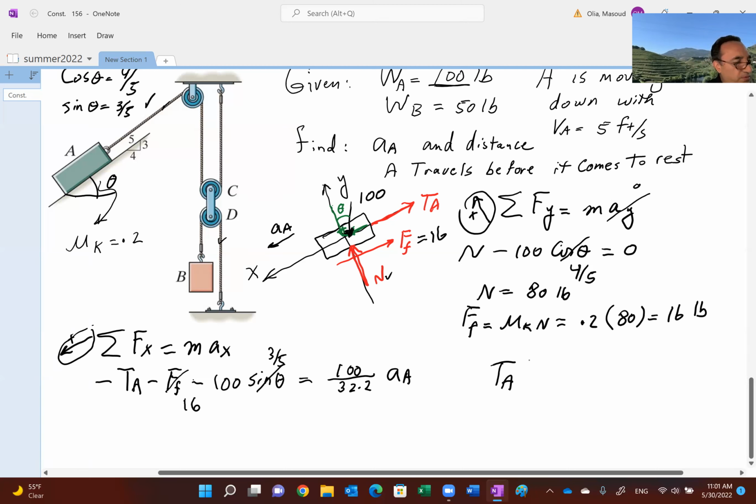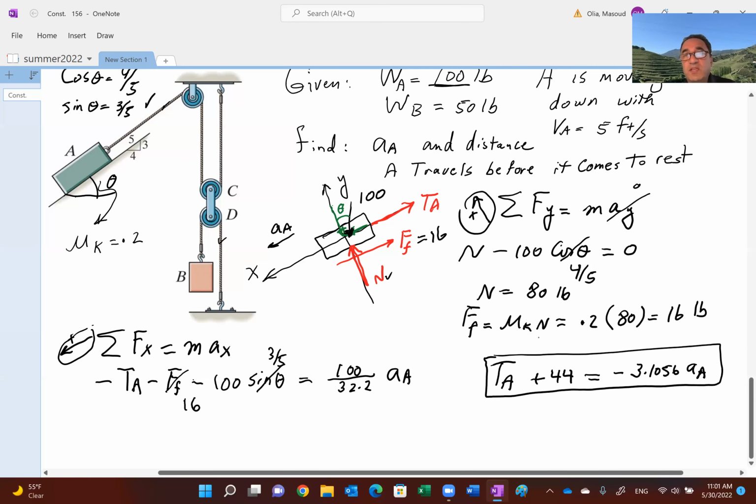And then, based on my calculation here, TA plus 44, that's the difference between the 16 and 60 after you multiply by negative, and then we have a minus 100 over 32.2, it's about 3.1056, roughly, times the acceleration of A. So hold on to this equation. Right now we have two unknowns, tension of A and acceleration of A.